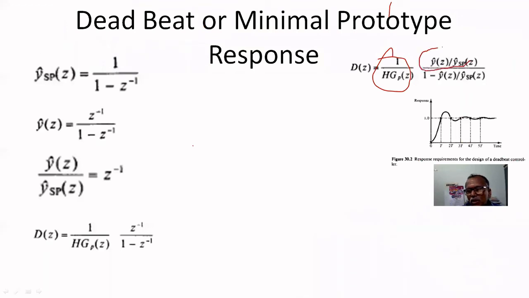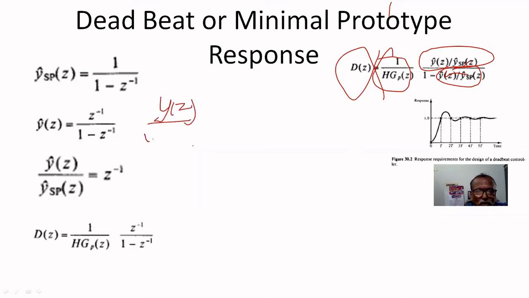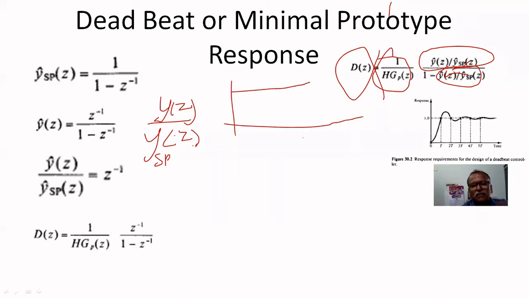Then what is required in addition to that? You need the ratio of Y of z by Y set point of z. If you know that, you can find the digital controller. So in the deadbeat algorithm, what we assume is that Y of z by Y set point of z is known. How is it assumed? Let us assume that a step change is given. This is Y set point of z.